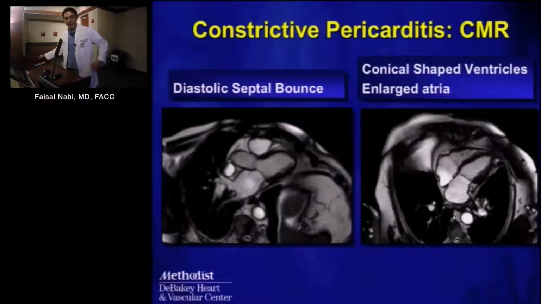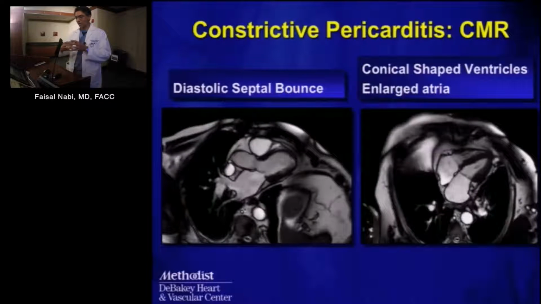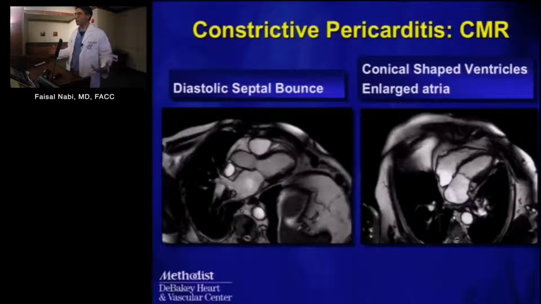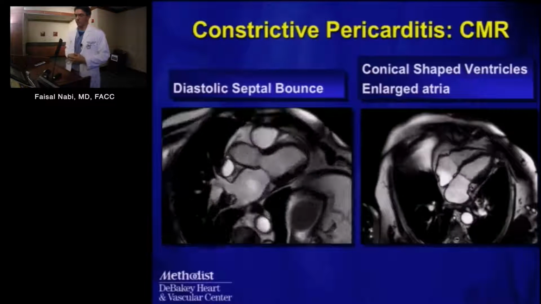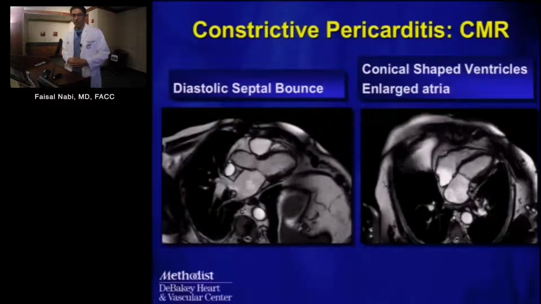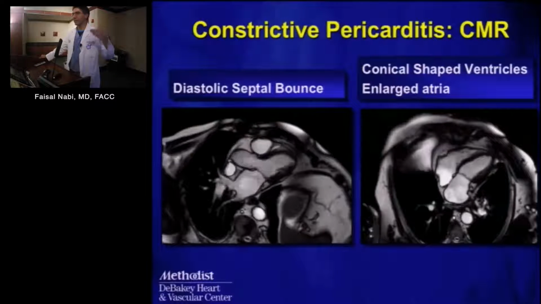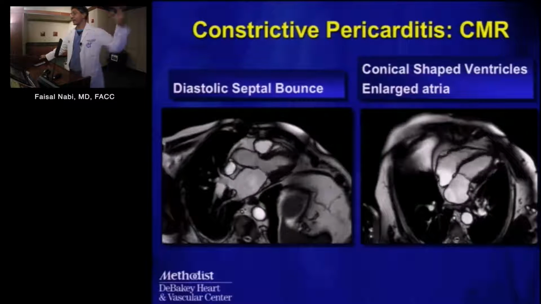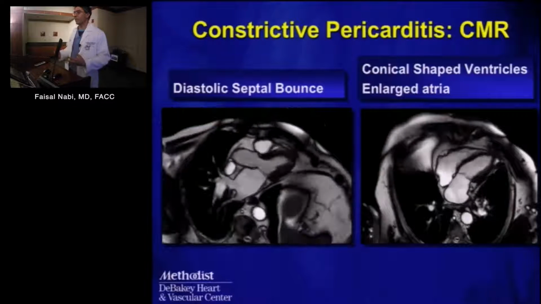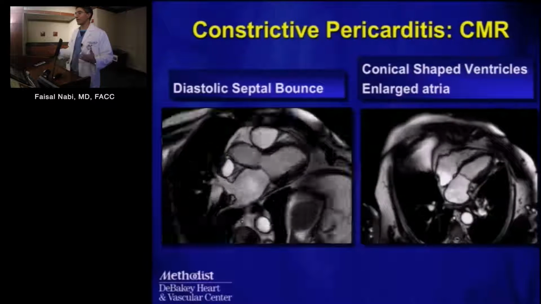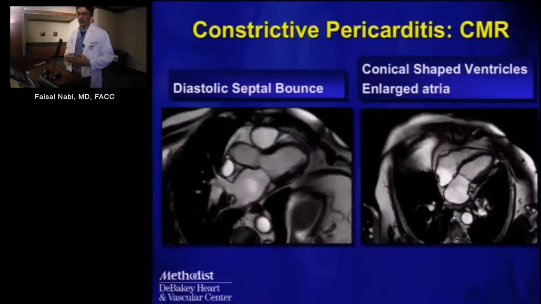Okay, and here are some features that we look for. On the right-hand side, this ventricle looks conical shaped. You can see the atria are markedly enlarged, suggesting that LAP and RAP are high. Similar to echo, you can have the diastolic shudder of the septum, or in some cases maybe a frank septal bounce, all indicating ventricular coupling, all the result of the basic cause of constrictive pericarditis, which is the dissociation of your intrathoracic from your intracardiac pressures.